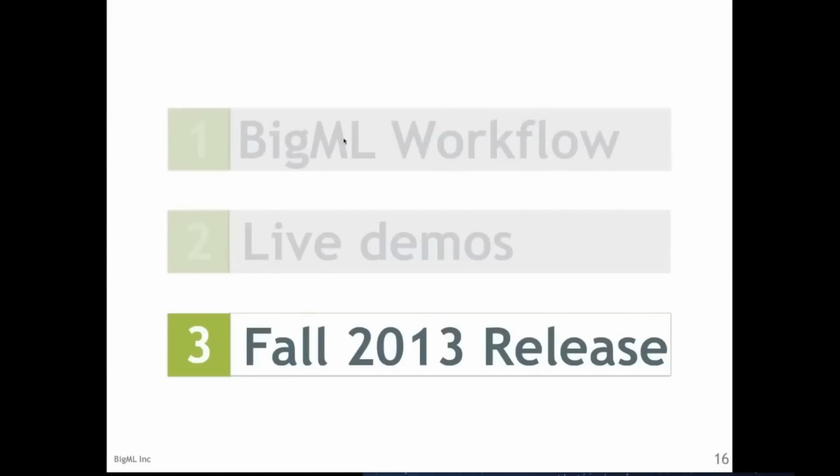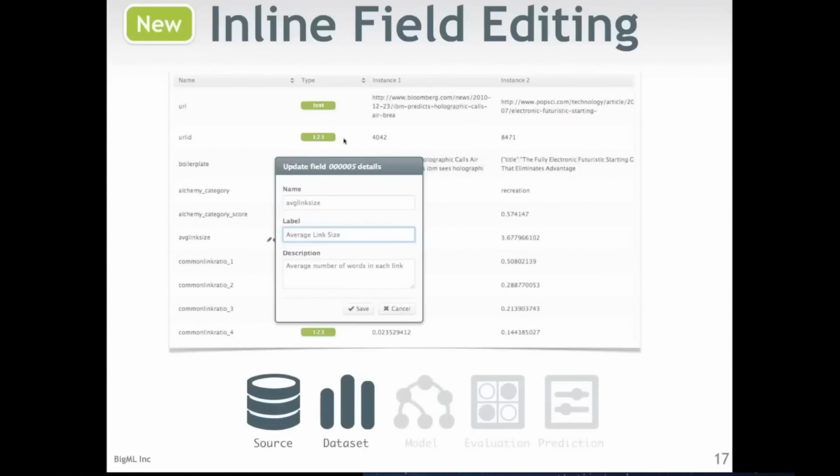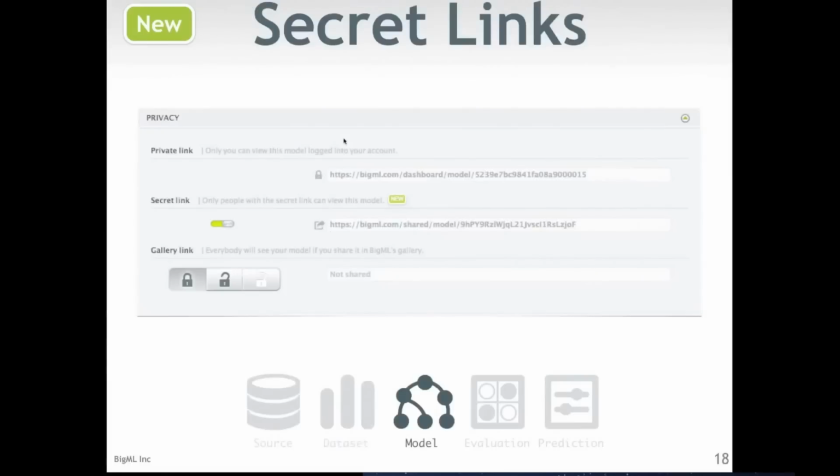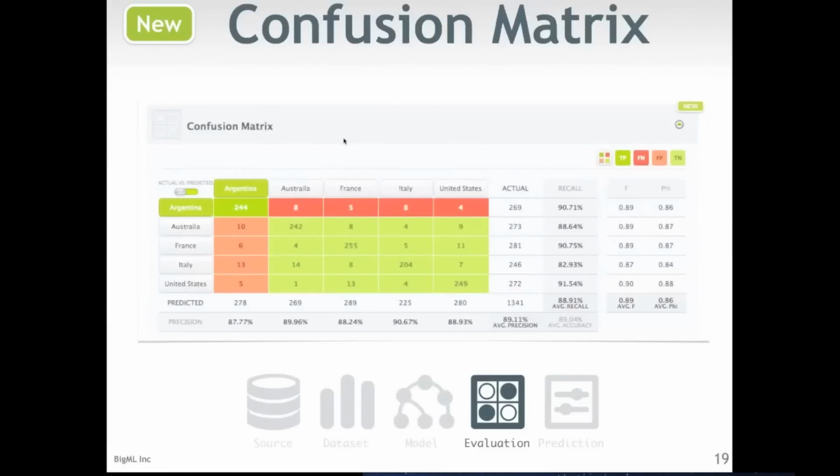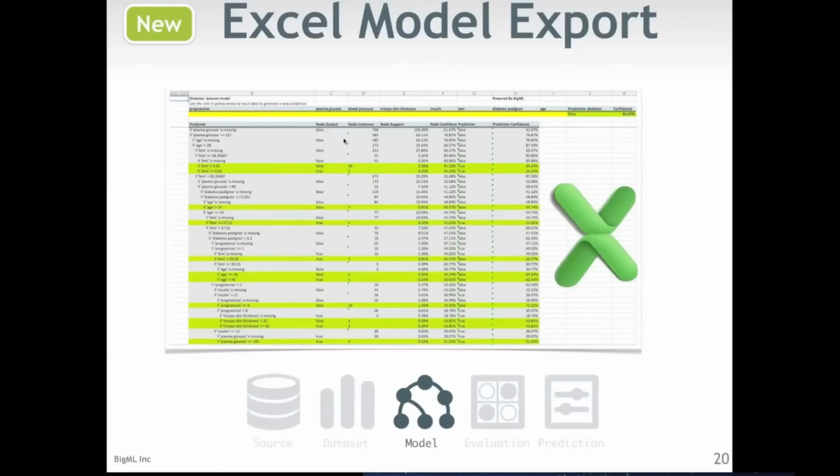There are quite a few features that we did not discuss, like ensembles, because what we want to do now is show our new features for the fall 2013 release. We've already seen 4 of them, so here is just a quick recap of those. We showed the inline field editing, which allows you to annotate features. We showed secret links for sharing models privately. We showed you the new confusion matrix and the Excel model export. Now here are 3 more of the features in our fall 2013 release.